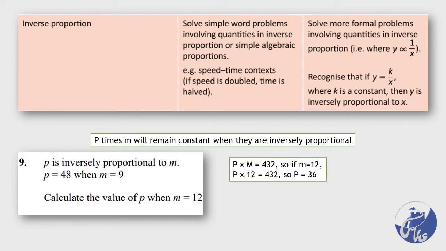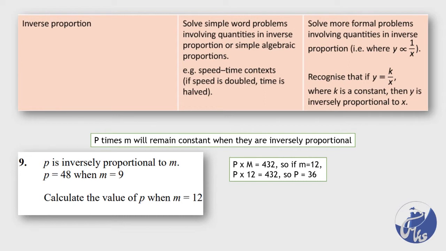Inverse proportion can be a bit more complex. The example I've given here is probably not a great one because it might well be from a higher tier paper, but it gives this idea about how inverse proportion works. And that is if one value increases, another value would decrease. The example at the top is where they talk about speed time context. So if you double your speed, then the time it's going to take to cover that same distance will halve. And it's understanding that relationship between two values.